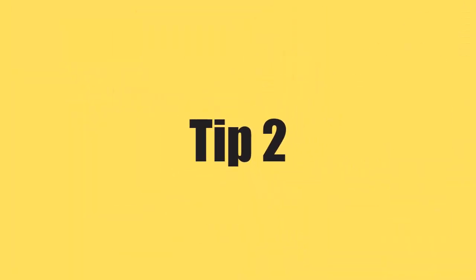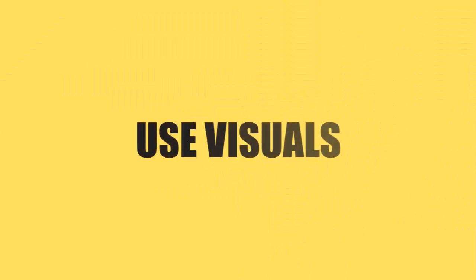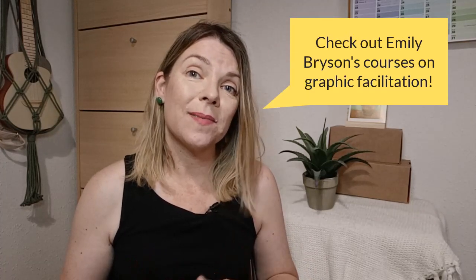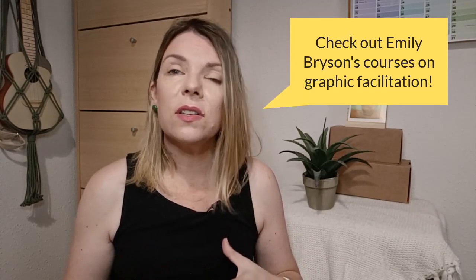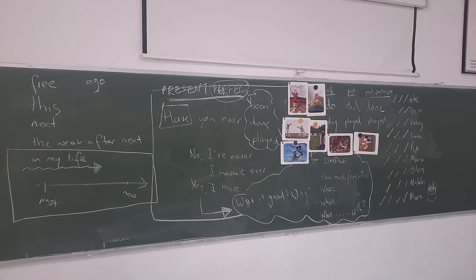Tip 2. Use visuals. Young learners thrive on visual stimulation, so let's make the most of it. Incorporate colourful flashcards, illustrations or pictures related to the language that you're teaching. Use diagrams, charts and mind maps to represent new vocabulary or sentences. Remember, visuals can be the bridge that connects language to meaning for our younger learners.